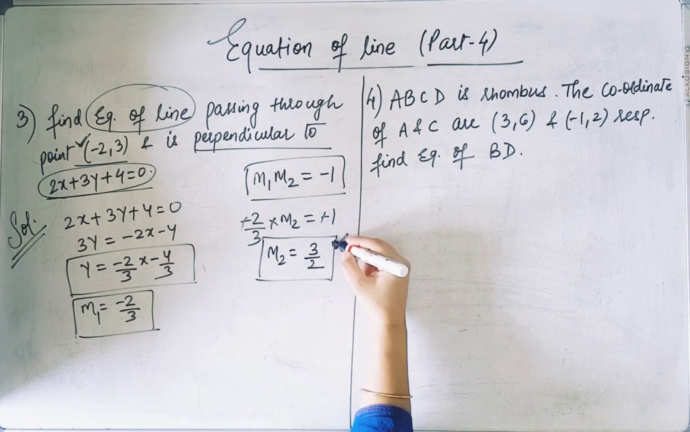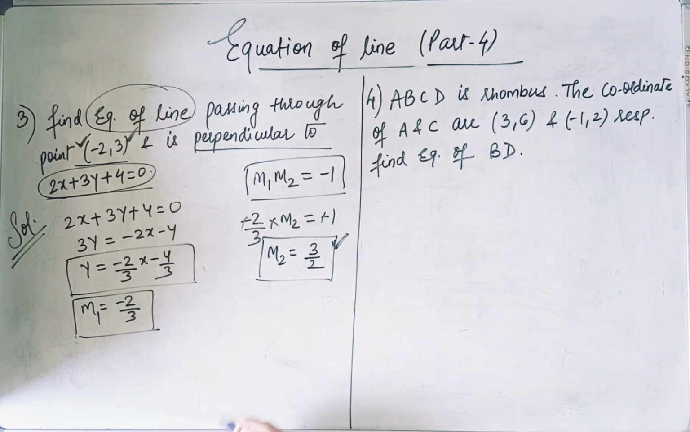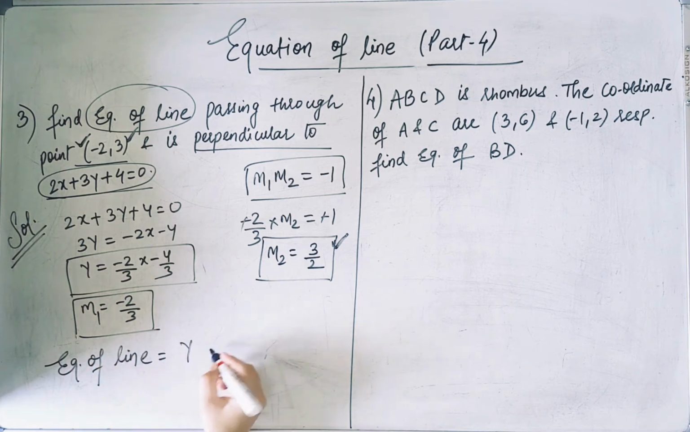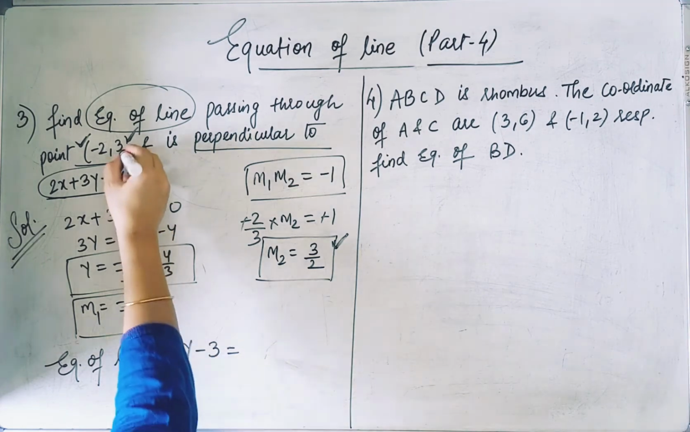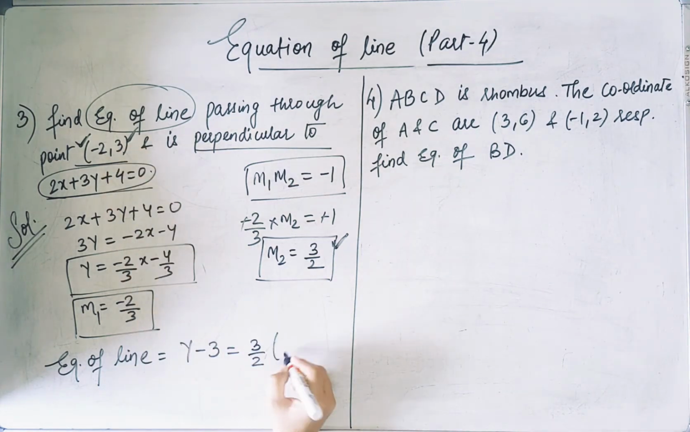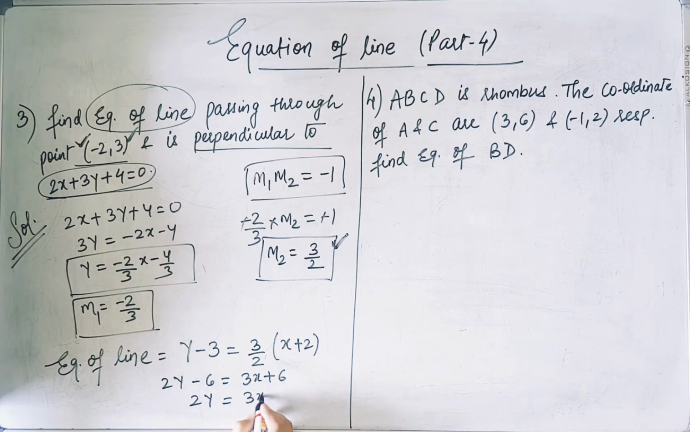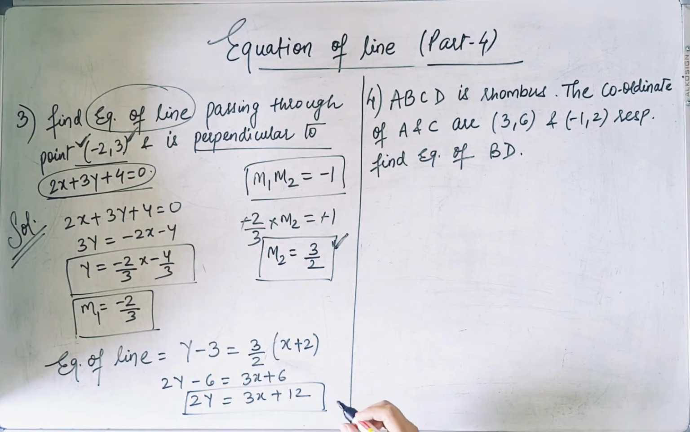Now we are provided with this slope and with this point. So for the equation of the line, the formula is again the same: y minus y1, where y1 is 3, m is 3 by 2, x minus x1, minus minus plus 2. So 2 will go here: 2y minus 6 equals 3x plus 6. So the equation will be 2y equals 3x plus 12. This is the required equation of the line which is passing through this point and is perpendicular to the line 2x plus 3y plus 4 equals 0.